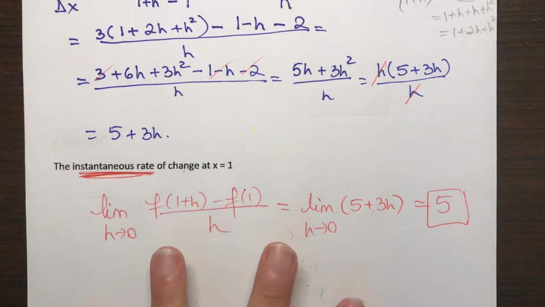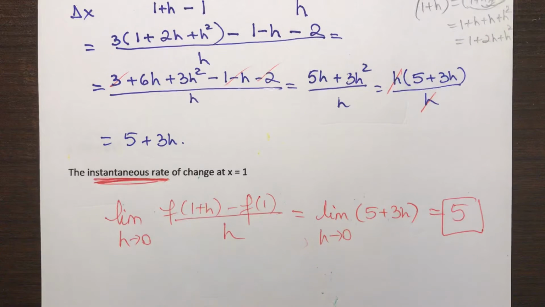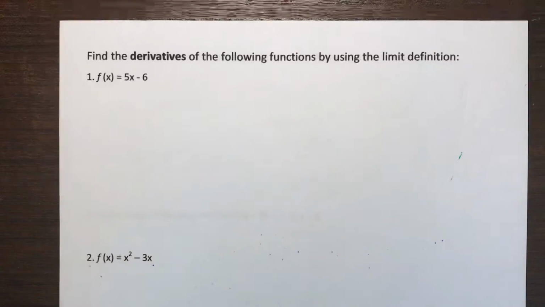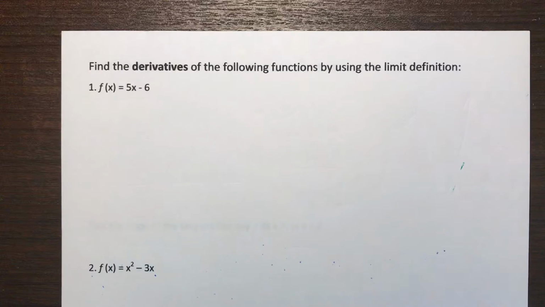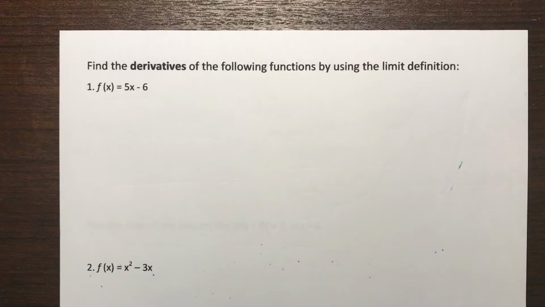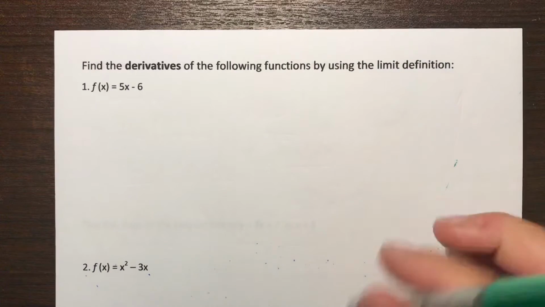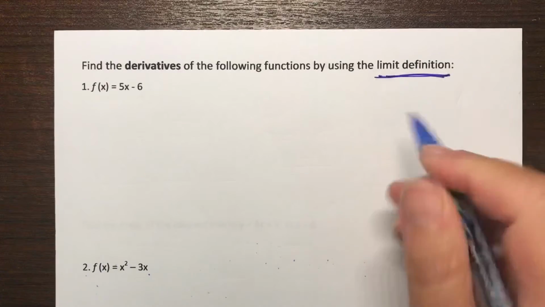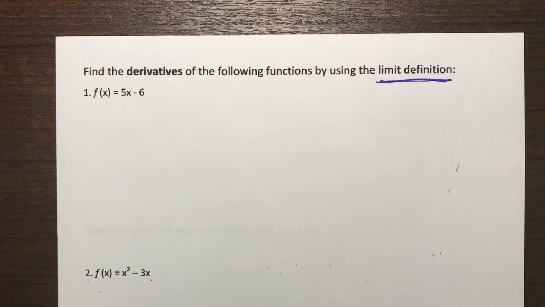That's how we find an instantaneous rate of change. Okay, so let's continue, and this time go straight to finding the derivative of the following functions by using the limit definition. What do I mean, the limit definition? Well, I'll write it up again.